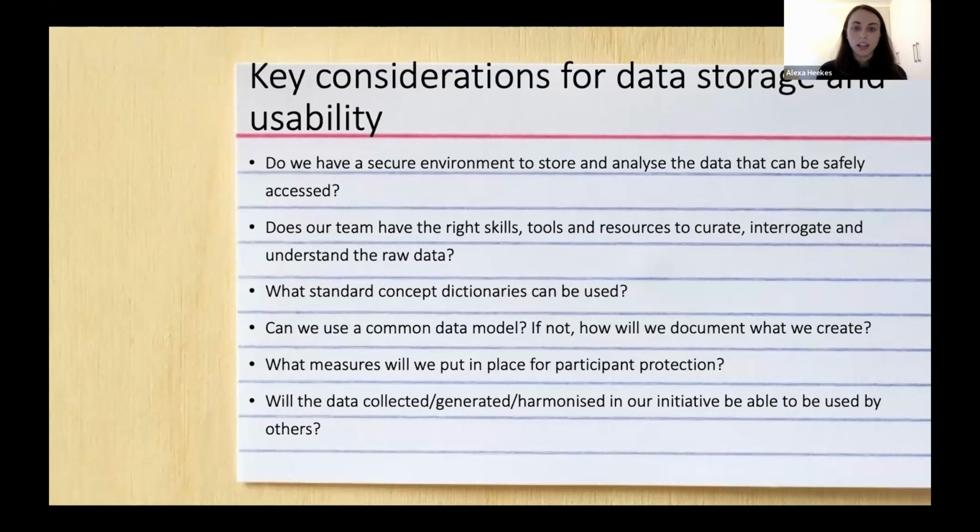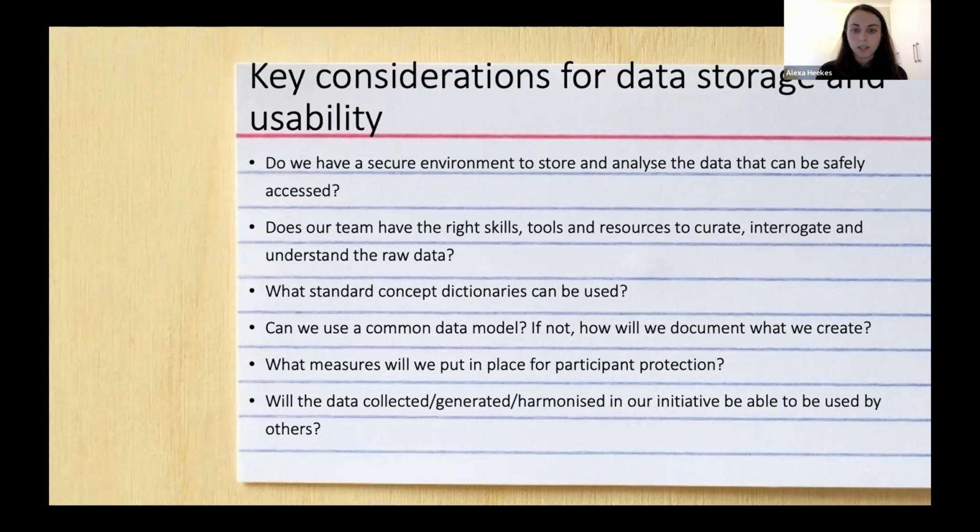Firstly, do we have a secure environment where we can store and analyze the data that needs to be accessed? Second, does our team have the right skills, tools, and resources to curate, interrogate, and understand the raw data? And I can't highlight this enough. When it comes to data harmonization, as I'm sure you've learned over the past day and in your careers, it's not as simple as just getting data from one source and plugging it together with another. You really have to understand the source data, not just the structure. What does the data mean? If it is clinical data, you need to really engage with the meaning behind it if you want to be able to understand it and see patterns.